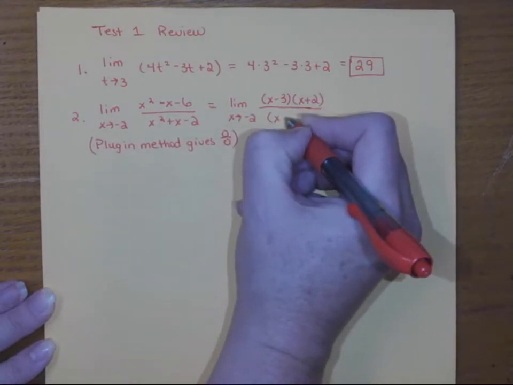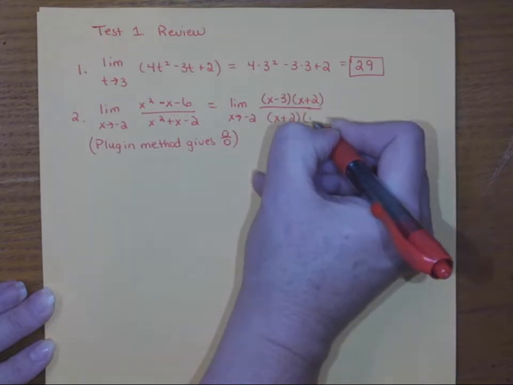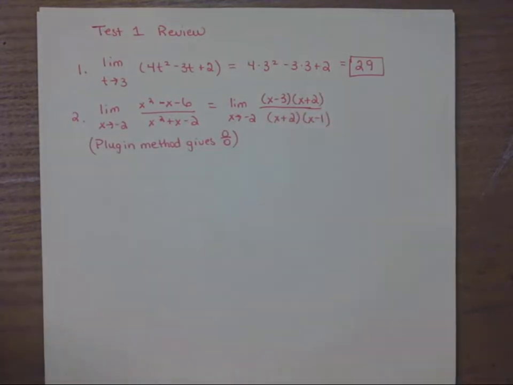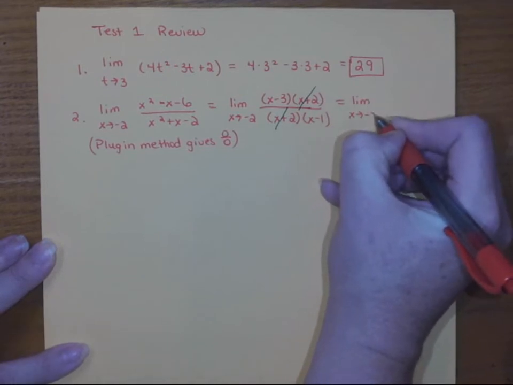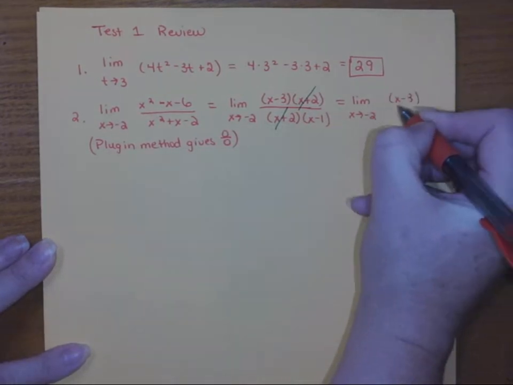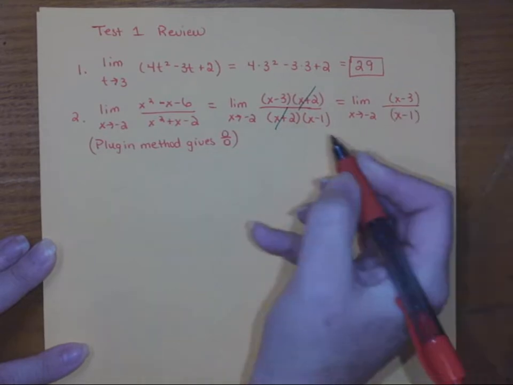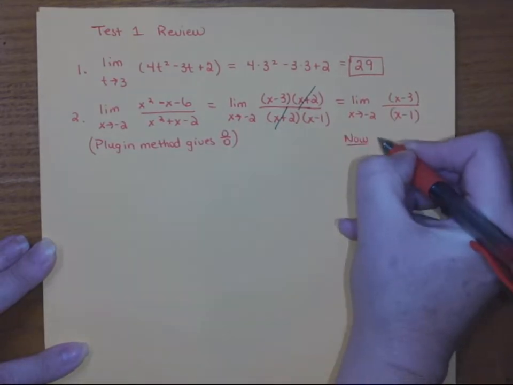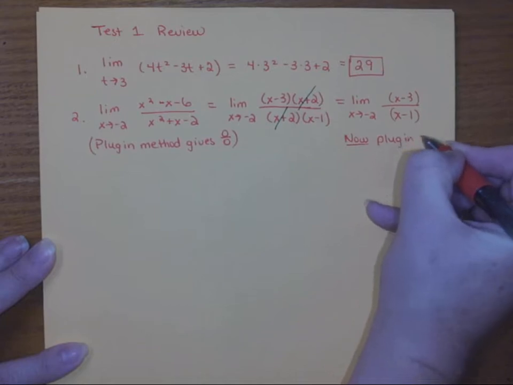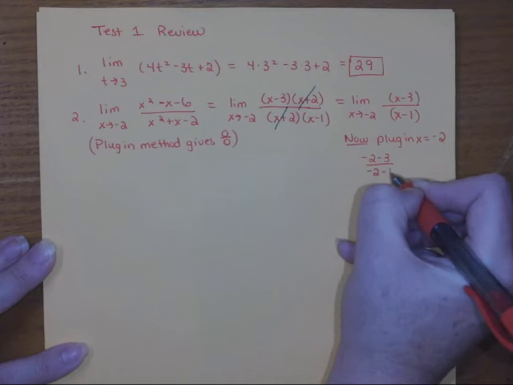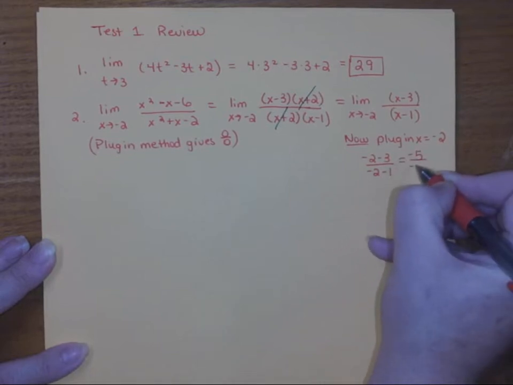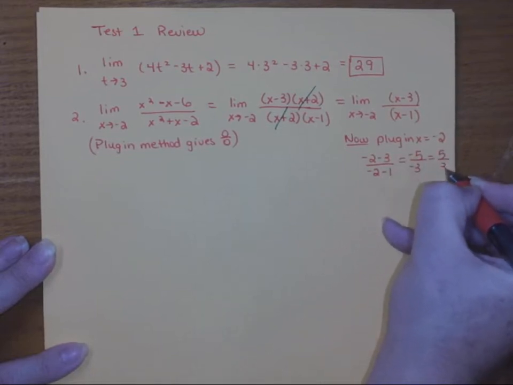So this factors into x minus 3, x plus 2. On the bottom, it factors into x plus 2, x minus 1. And notice I have some common factors here, right? So I could cancel out the x plus 2's, and then I'm left with the limit as x approaches negative 2 of x minus 3 over x minus 1. And then notice now we can plug in with no problems. So now we're going to plug in x equals negative 2, and we're going to get negative 2 minus 3 over negative 2 minus 1, negative 5 over negative 3, which is just 5/3.